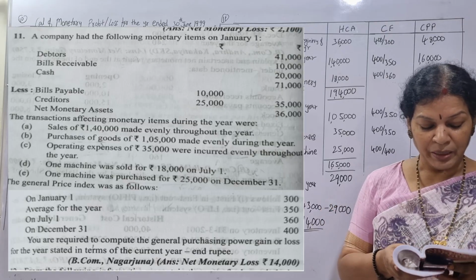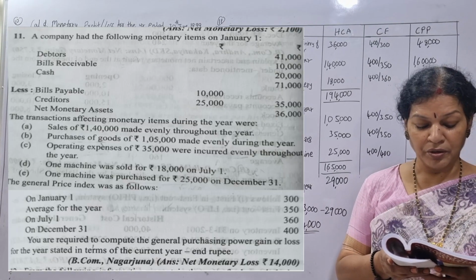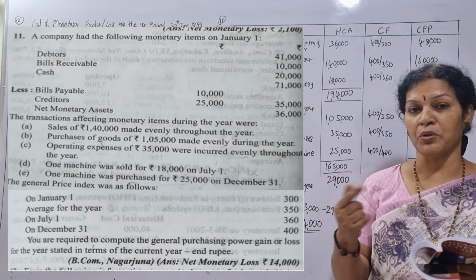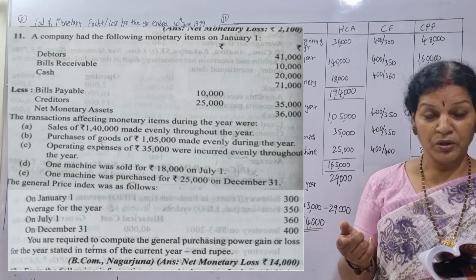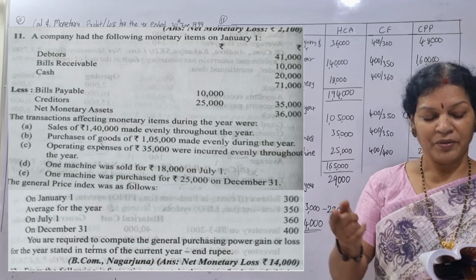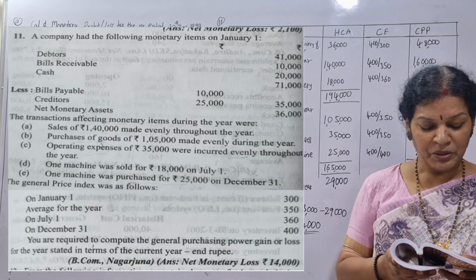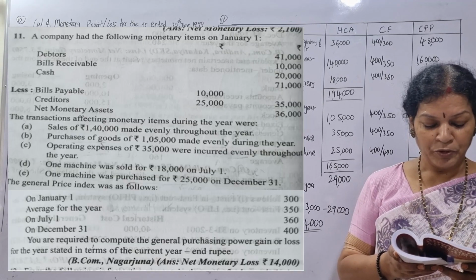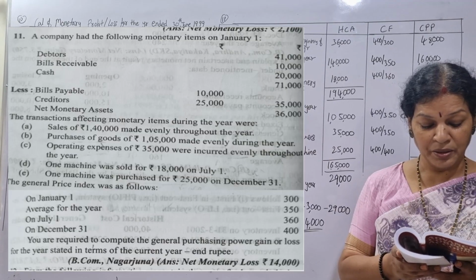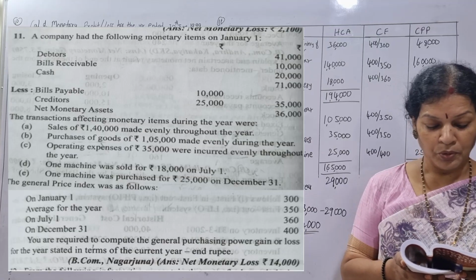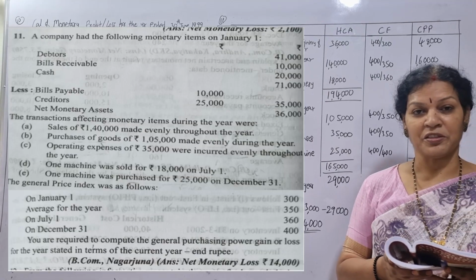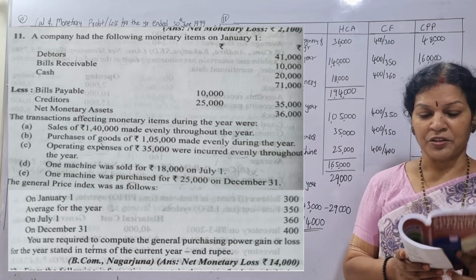In the same way, one machine was sold for 18,000 on July 1st. When a machine is sold, it is income, so we are going to add this. One machine was purchased for 25,000 on December 31st. So this is an expense, so we'll deduct it.